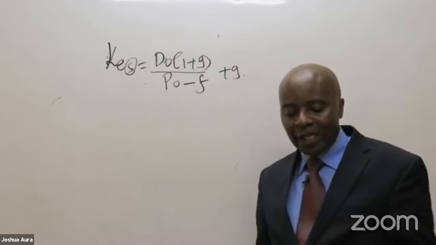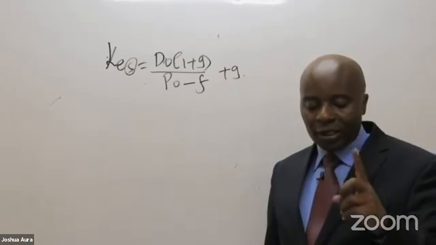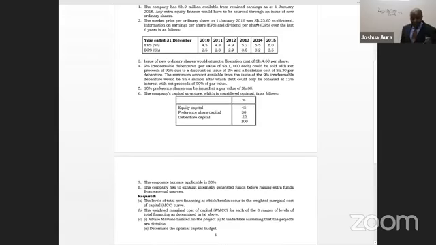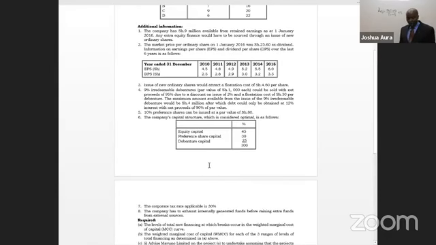Now, for us to answer this very well, look at additional information 2. What are they telling us there? That the market price per ordinary share on 1st January 2016 was 25.6 ex-dividend. So I already have P0, the current market price per share. Information on earnings per share and dividends per share we have used to get the growth rate. Look at note 3: issue of new ordinary shares would attract a flotation cost of 4.6 per share.